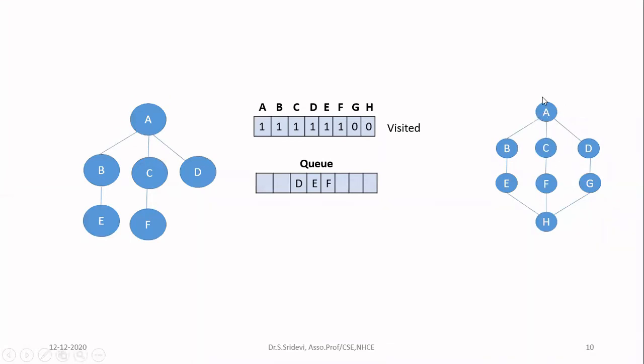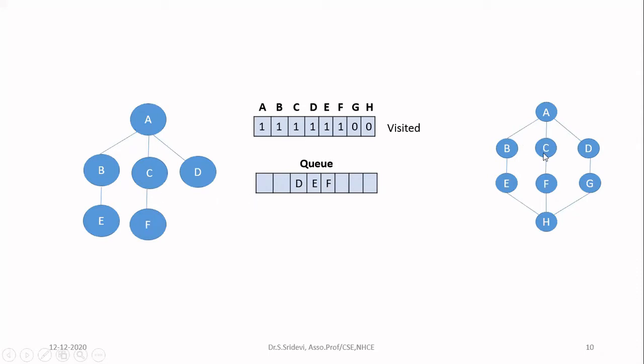I am going and checking A first. A is already visited, so I am going to ignore it. Then check the next neighbor of C, it is F. F is not visited so far. In the visited array, it is 0. So I am going to mark F as visited. Then I am going to insert F in the queue. After that, connect F to C because you are reaching F from C only.